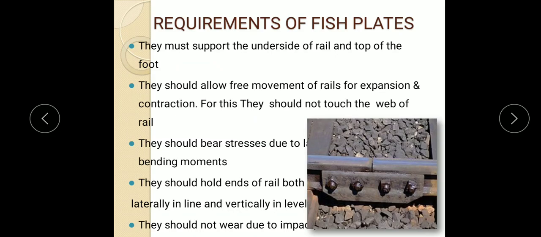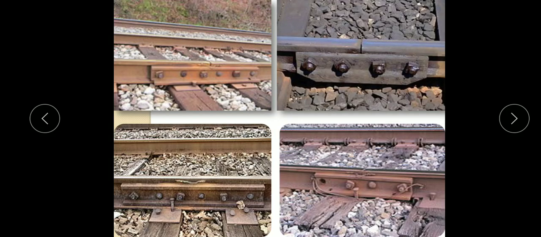Next requirement of fish plate is, they should bear stresses due to lateral bending moments. So whatever stresses that are developed by the heavy moving load, they should be resisted by the fish plates. They hold ends of rail both laterally in line and vertically in level, and they should not wear due to impact of heavy moving load. So these are the requirements of fish plates.